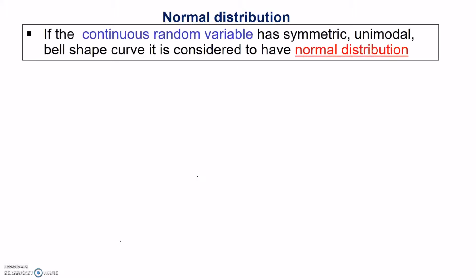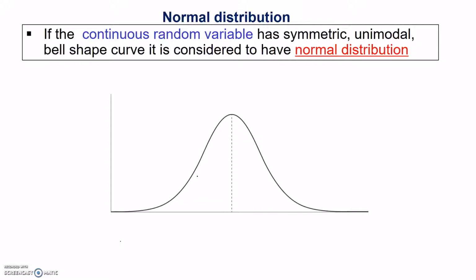Normal distribution. Let's start with one of the most important probability distributions in mathematical statistics. What is a normal distribution? Let's see the definition. If a continuous random variable has a symmetric, unimodal, bell-shaped curve, it is considered to have a normal distribution. Let's see how the shape looks. This is the shape of the normal distribution.